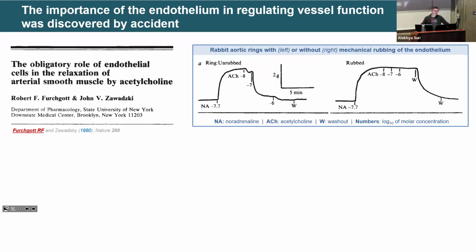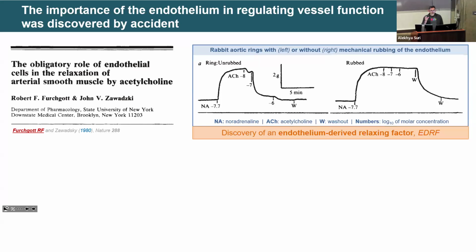Now, when you rub the aortic ring and destroy the endothelium, and then apply norepinephrine, you contract, but then if you keep putting acetylcholine, is there any relaxation? No, right? So they published this and said the endothelium is necessary for the relaxation of blood vessels mediated by acetylcholine, right? And they did all of this in the late 70s, and they published their paper in 1980.